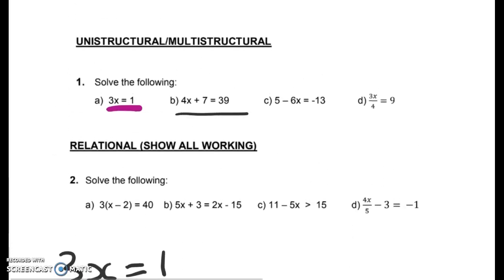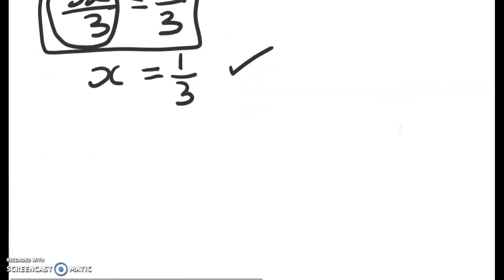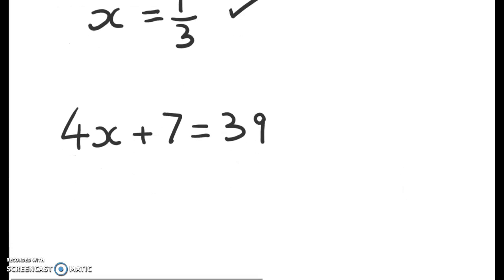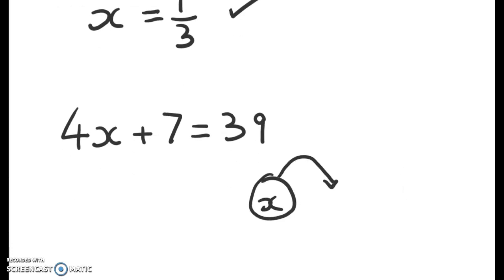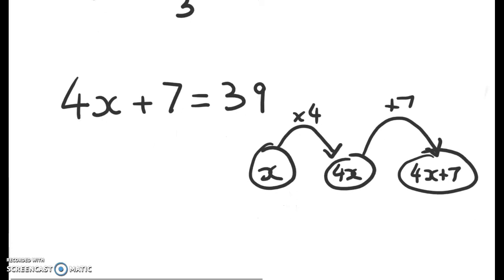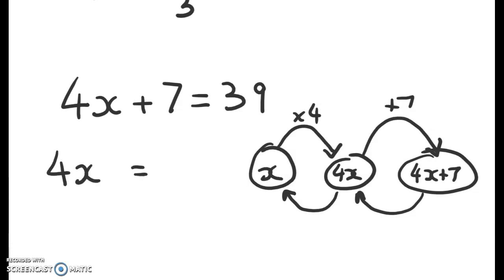So the second question is 4x plus 7 is equal to 39, and this has got 2 steps in it. So we had a number, x, and we times it by 4, and then we added 7 to it to get 39. You can think of it as going like this. X times 4 gives us 4x, then it has 7 added to it. So when we undo, we go in reverse order. So on the next line we're going to have 4x is equal to 39 take away 7.